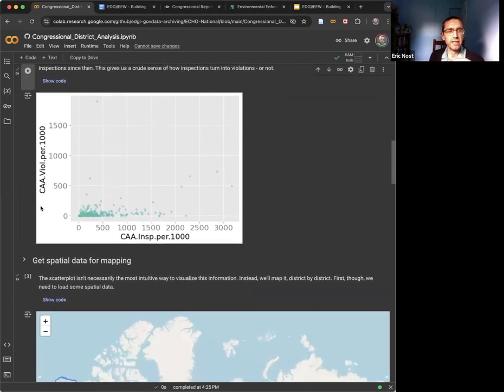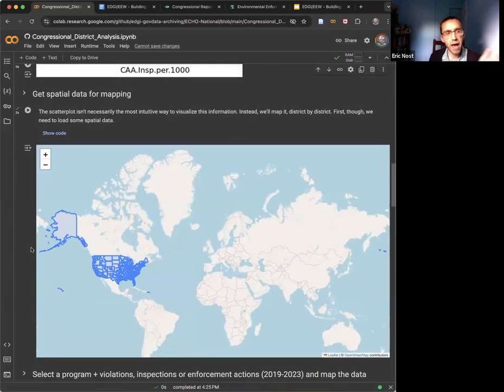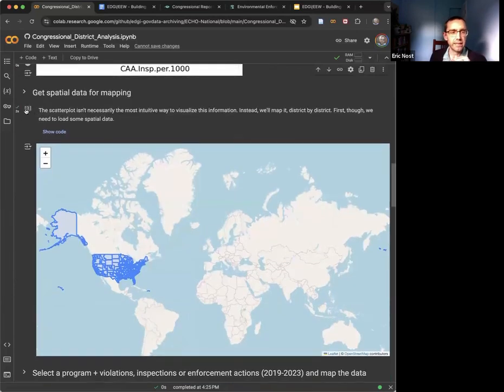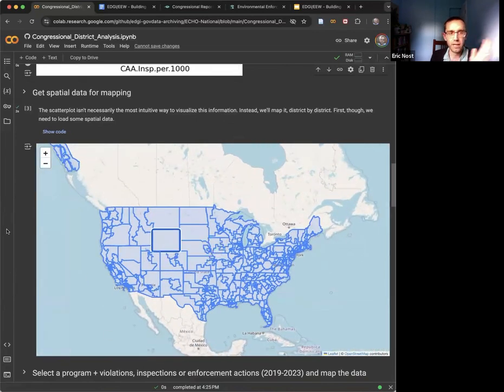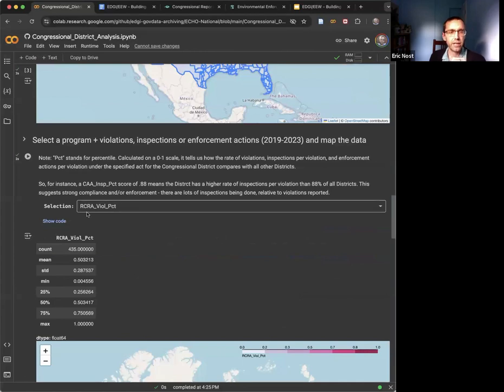Now, this is fairly limited, right? Because just in this chart, we can't see which districts they are. We don't know any of their spatial dimensions. So we're going to actually map this out. In here, we go and get some of that information. This is just congressional districts in the 118th Congress mapped out here. And now we're going to look at what each metric looks like mapped out across the country.